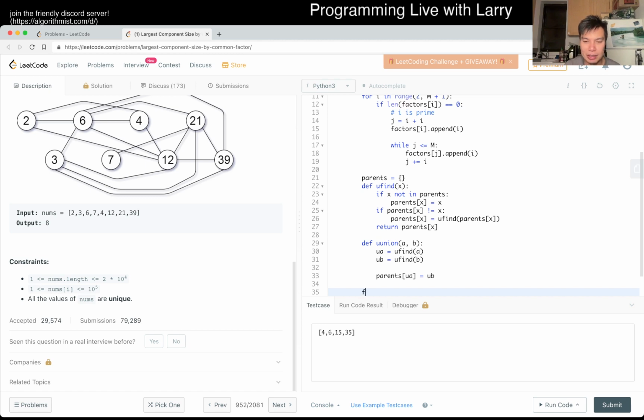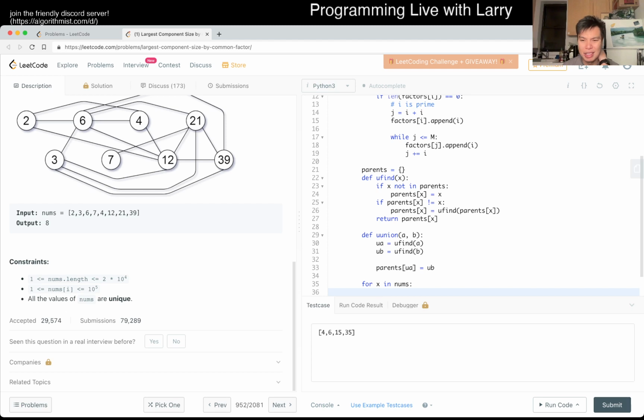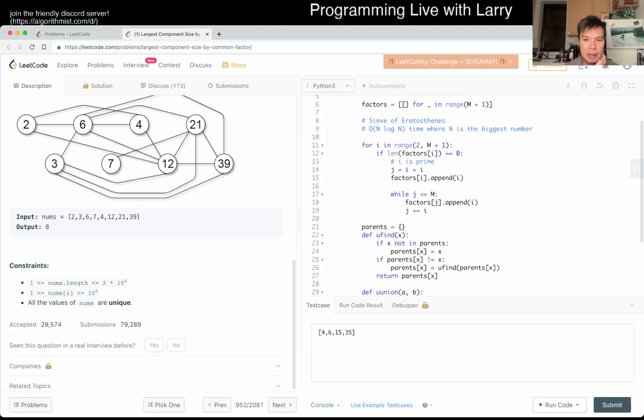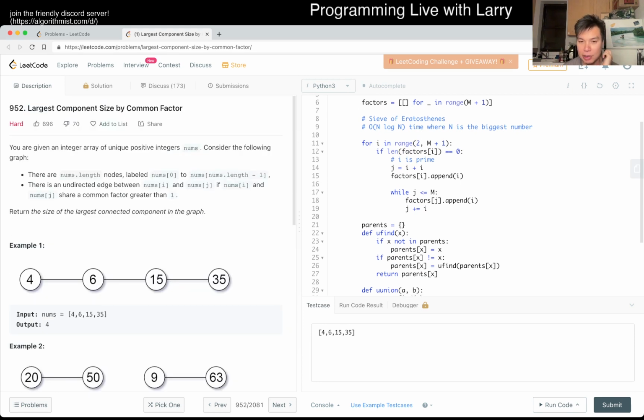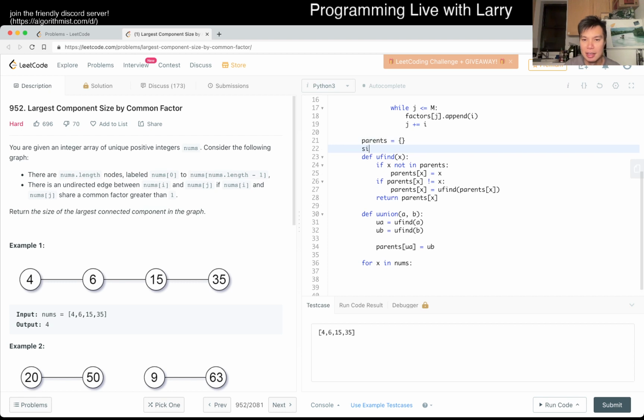But now we can do for x in nums. Oh, we do have to. I made a mistake here, to be honest. Usually you don't need the component size, but for this one, obviously you have to get the component size because that is the thing to bomb. So let's actually add that here.